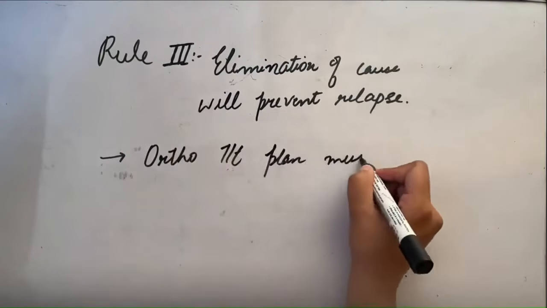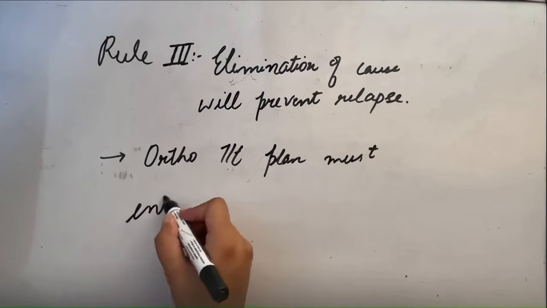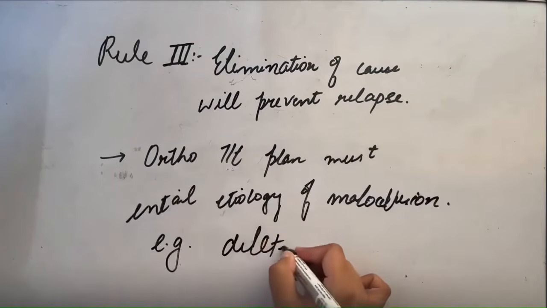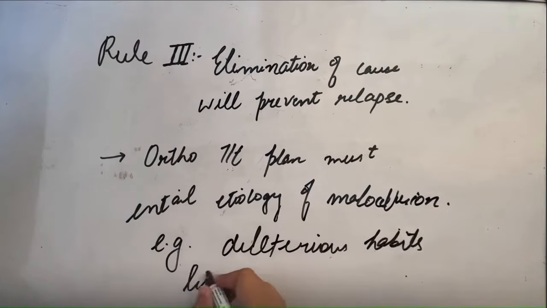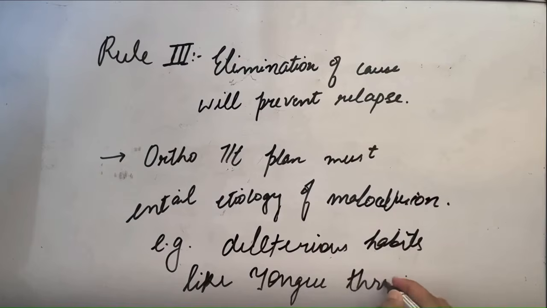Rule 3 states that eliminating the cause of malocclusion will prevent relapse. So orthodontic treatment should always be planned around the etiology of malocclusion. For example, deleterious habits like tongue thrusting, if not treated, can cause relapse of tooth movement, leading to the same malocclusion the patient had before. So, history taking is super important.